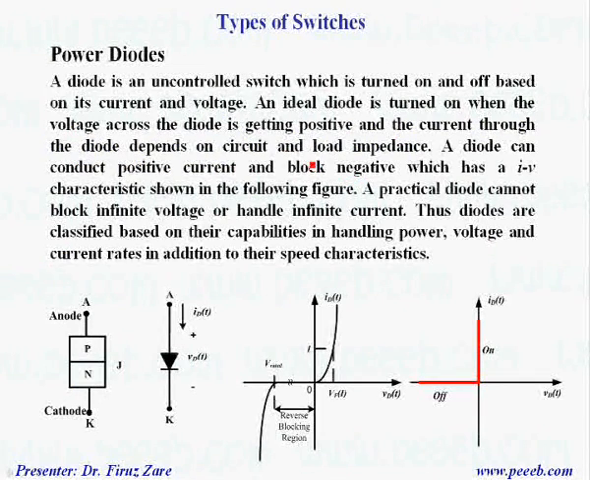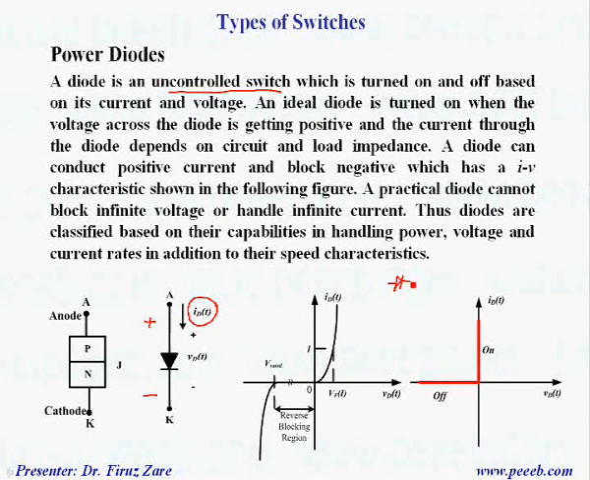Power diodes. A diode is an uncontrolled switch. That means the switch is turned on and off based on its current and voltage. So once the voltage across the diode is getting positive, the diode conducts, and the current through the diode depends on the load impedance. For example, look at this simple circuit.